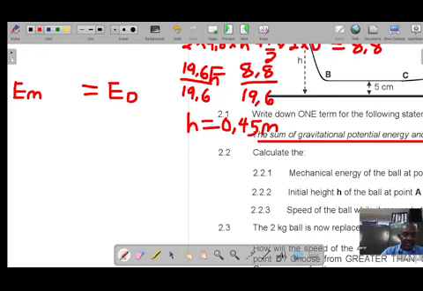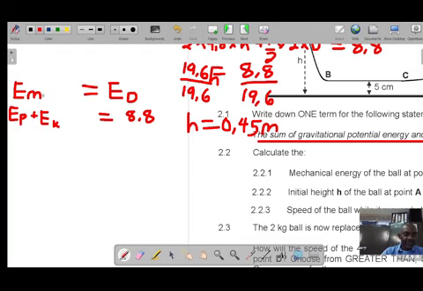But what does E mechanical mean? It means I'm going to add EP plus EK along BC. EP plus EK along BC. When I'm done, I'm going to equate it to 8,8. That's the E mechanical at point D. It was 8,8 joules. Okay.